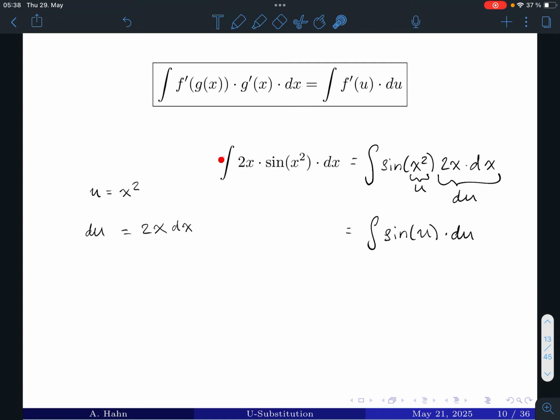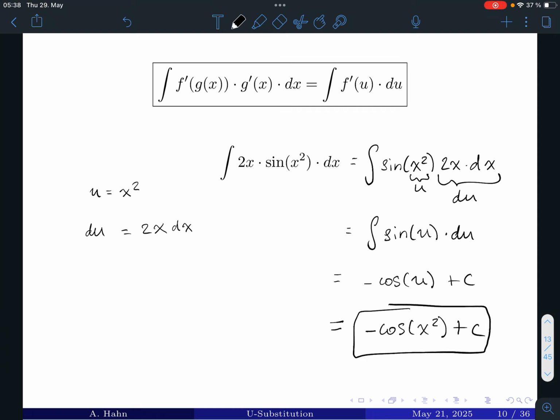Now we've rewritten this integral in a way that's easier. The antiderivative of sine is negative cosine, so this is going to be negative cosine of u plus C. I just took the integral of sine of u, and I get negative cosine of u plus C. Now we can plug back in for u. Remember, u was x squared. So this is equal to negative cosine of x squared plus C.